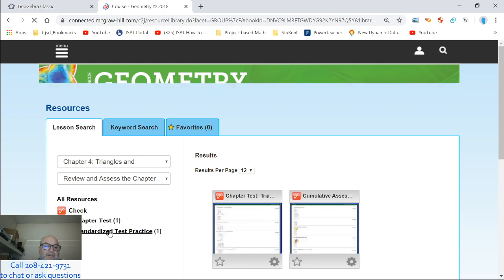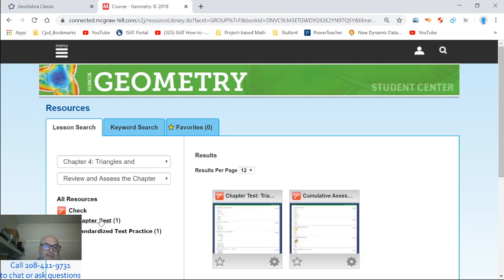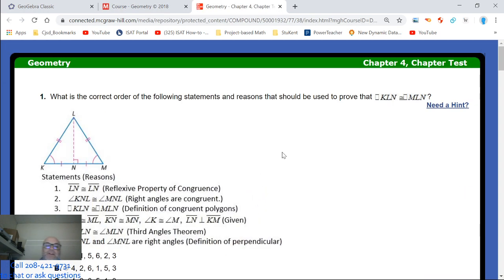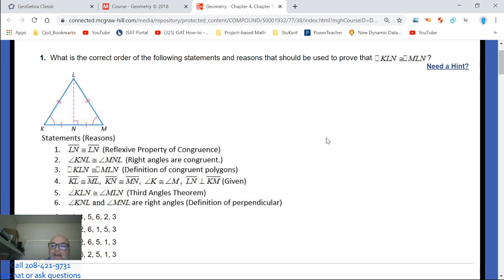We said we have two types of tests here: a standardized test practice and a chapter test. Right now I want you to practice the chapter test, not the cumulative test. We only have another 50 minutes here. You can practice the cumulative test all you want, and I encourage you to do that. But together in here, let's just do the unit test.